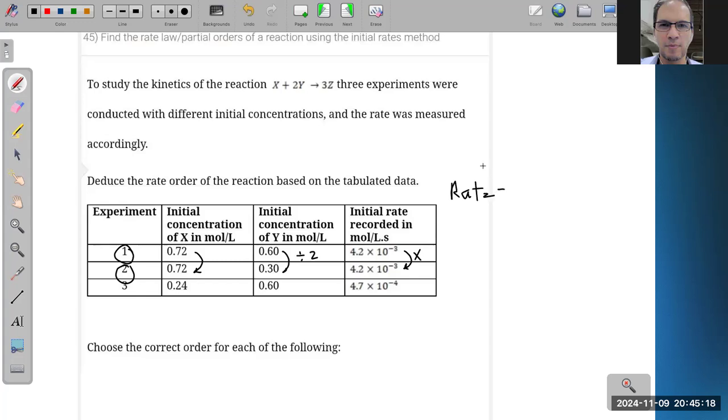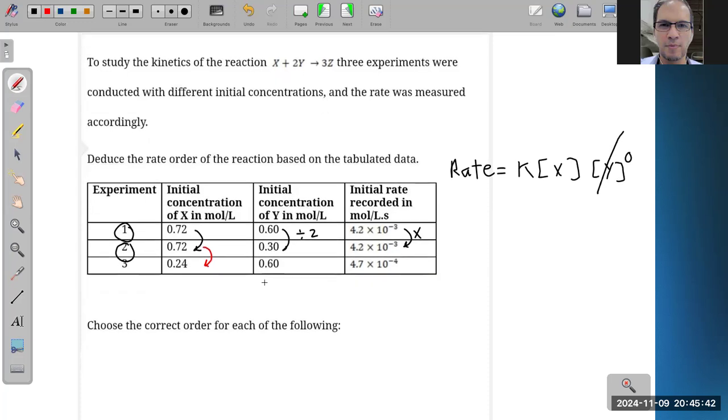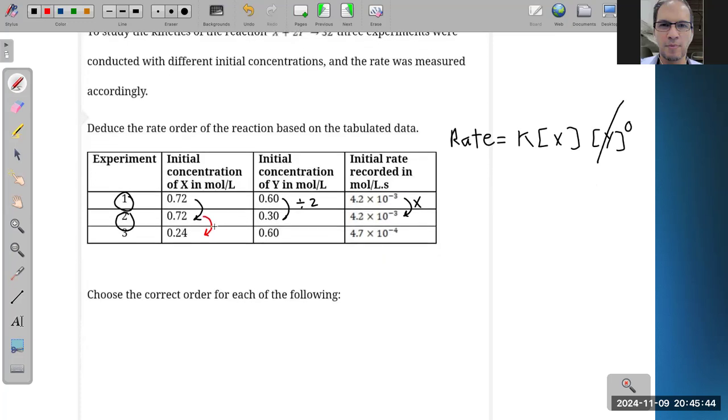The rate does not depend on y, so it is k multiplied x to the power of كام؟ I don't know x yet, but I know that y is to the power of 0, so I will not mention it. What about the x? When I change the concentration of 0.72 into 0.24, what happens to the rate of the reaction? The rate has decreased by dividing over 3. So I divided it over 3.